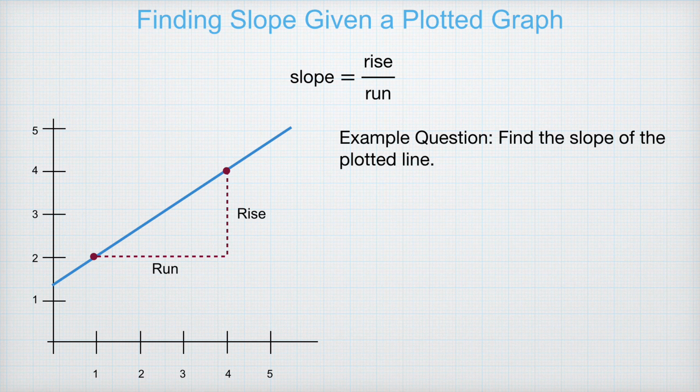Using the right-angled triangle that we have constructed, the rise is a vertical line, so its length can be read directly from the axis. So the rise is 4 minus 2, therefore 2. The run is a horizontal line, so its length can also be read directly from the axis. The run is 4 minus 1, therefore 3. Subbing these values into the formula slope is equal to rise over run gives us a slope of 2 over 3. As the line is increasing from left to right, we know the slope is positive.